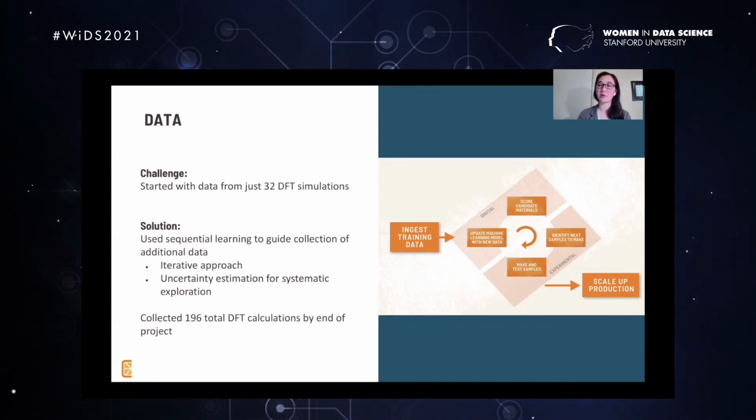It's this iterative approach. It leverages uncertainty quantification for a systematic exploration of the design space. If you start with only 32 data points, you're going to have to extrapolate because you've got so little of the parameter space covered already. So this is one of those cases where uncertainty quantification and an iterative approach were critical. In the end, they collected 196 total data points, so it was never a massive data set, but it did increase significantly over the course of this project.